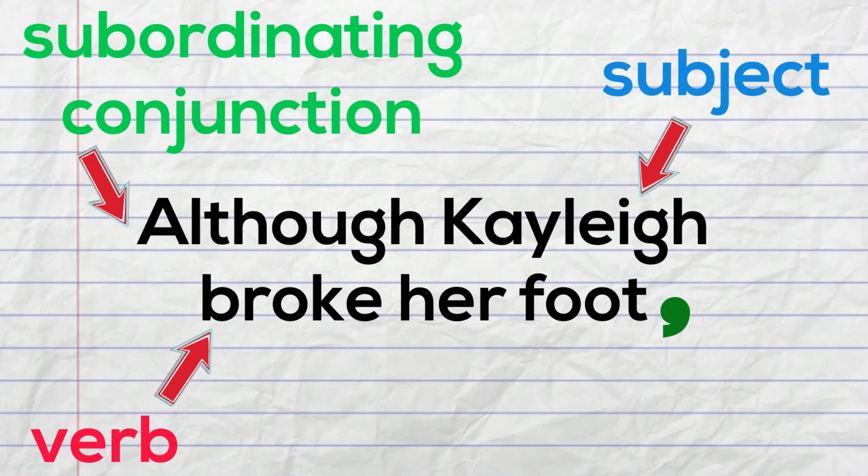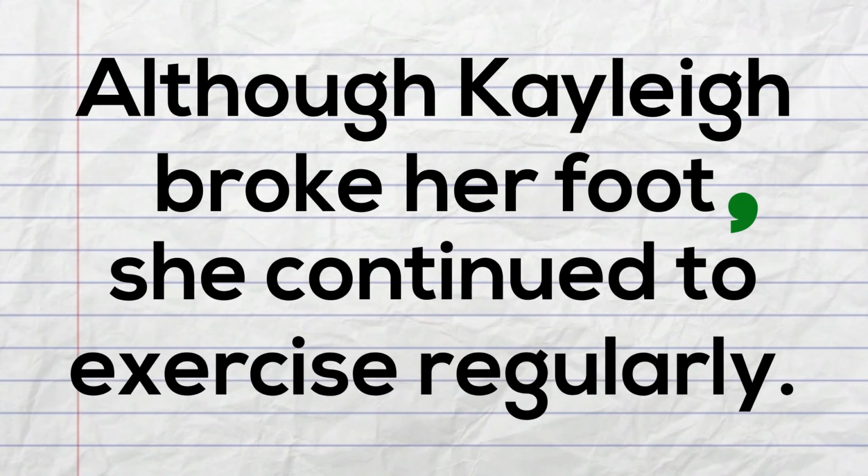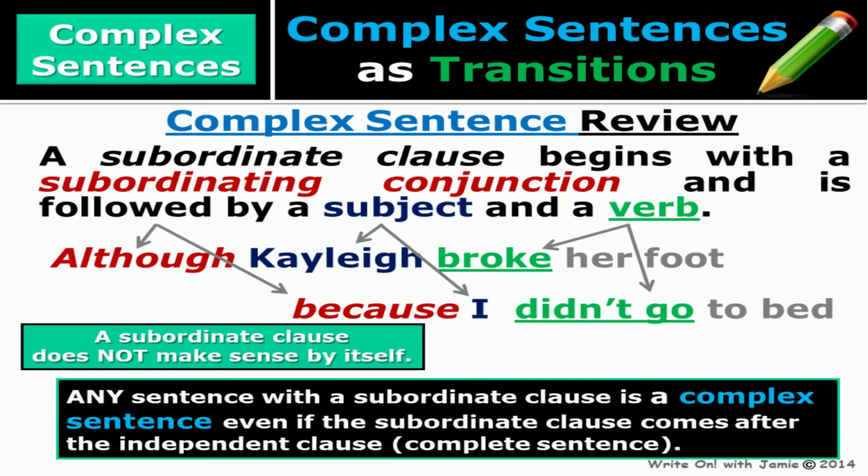Although Kaylee broke her foot. What? If there was an independent clause following it, like, although Kaylee broke her foot, comma, she continued to exercise regularly, then it would make sense. She continued to exercise regularly is an independent clause, and when added to the dependent clause or subordinate clause, you have a complex sentence.